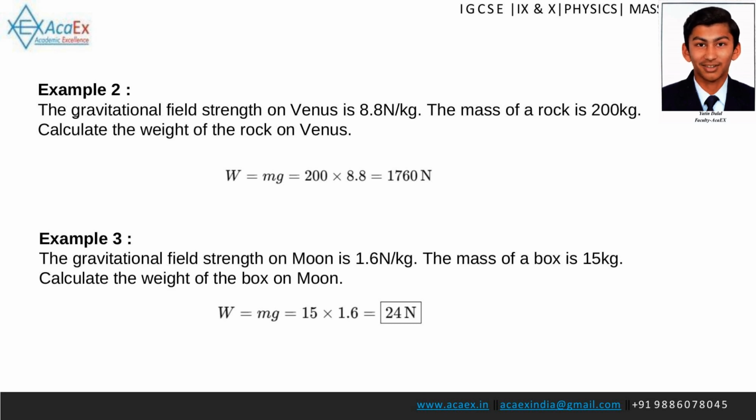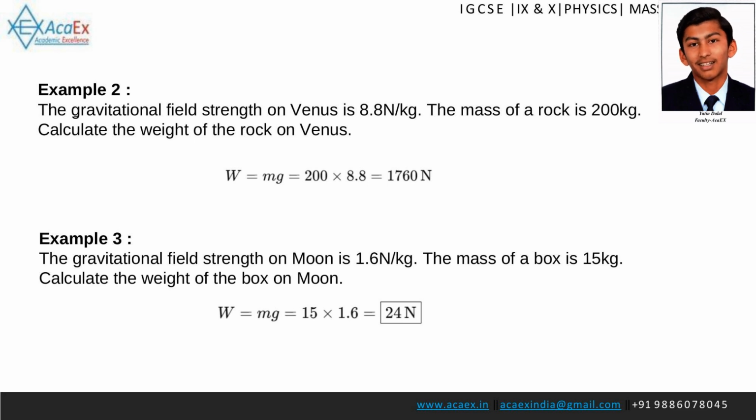Worked examples. Example 2. The gravitational field strength on Venus is 8.8 N/kg. The mass of a rock is 200 kilograms. Calculate the weight of the rock on Venus. Answer: W equals mg equals 200 times 8.8, which equals 1760 N.